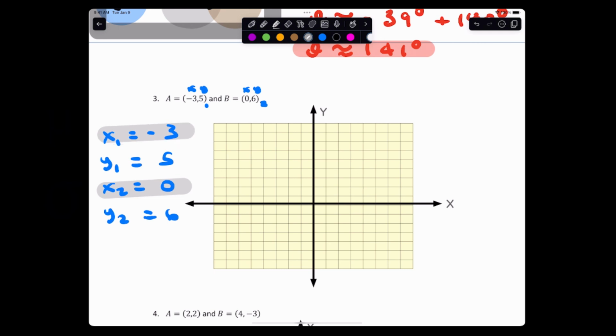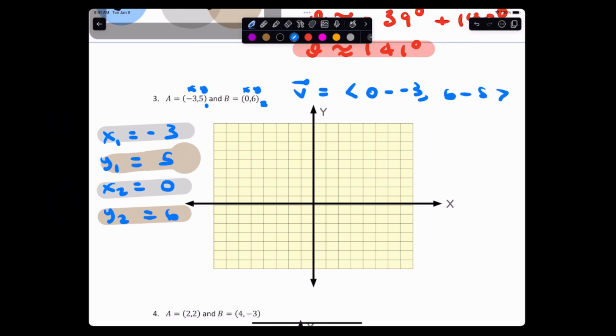0 minus what? Negative 3. So let's use the component form of our vector here. V equals 0 minus negative 3. Okay, and then Y2, which is 6, minus 5. So your vector V, 0 minus negative 3, isn't that now plus 3? That would be 3. 6 minus 5 is 1. So here's your component form of your vector. 3, 1.